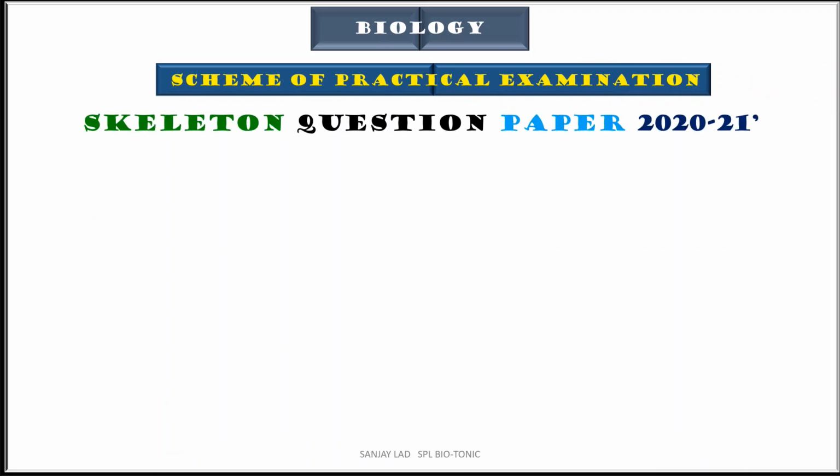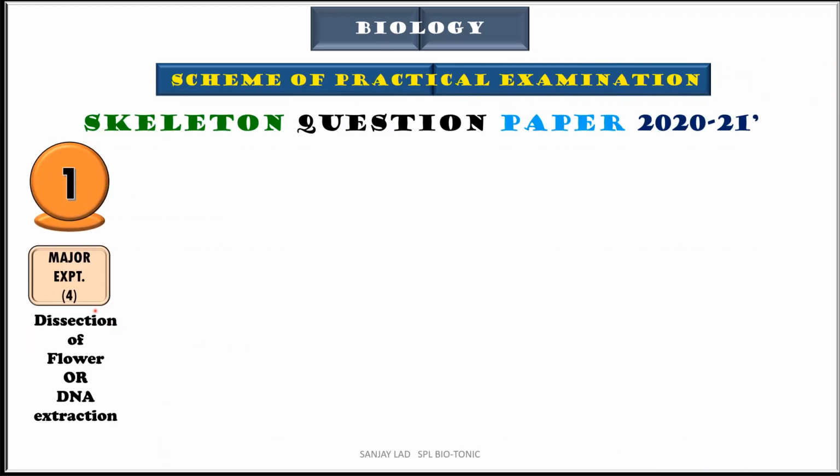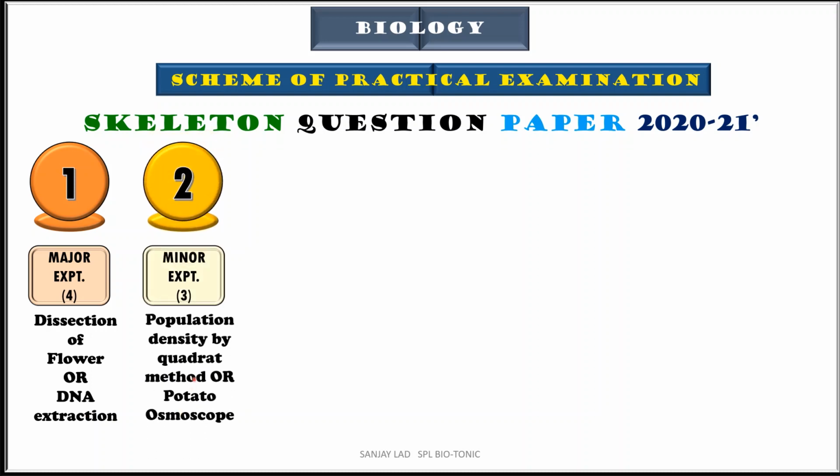The first question has major experiments for 4 marks. There are 2 questions possible here. One is dissection of flower and second is isolation of DNA. The second question has minor experiments for 3 marks. This question also has 2 possibilities. One is study of population density of plants by quadrant method, or study of osmosis by potato osmoscope.